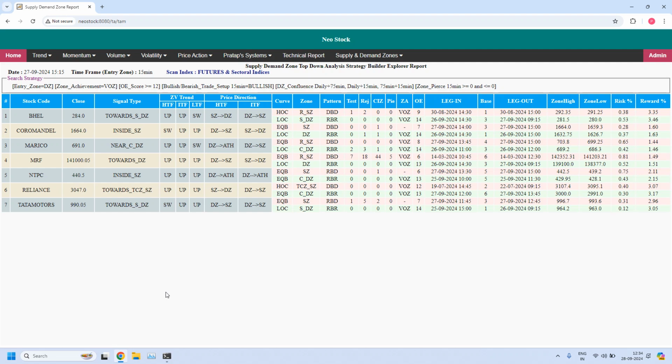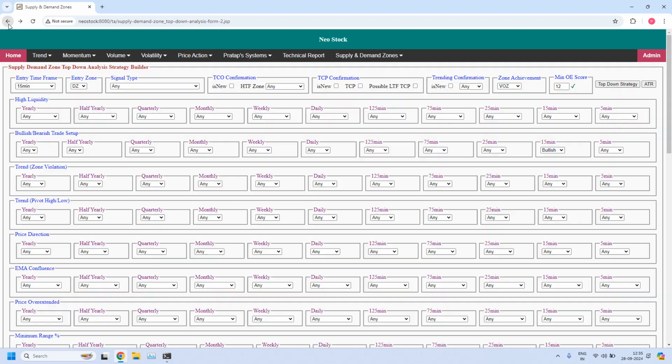That means 15 minutes demand zone is part of the 75 minutes demand zone. Both together again part of the daily demand zone. In daily demand zone, if any of the uptrend related stocks are having EMA confluence, it's a high probability setup. Let's verify.